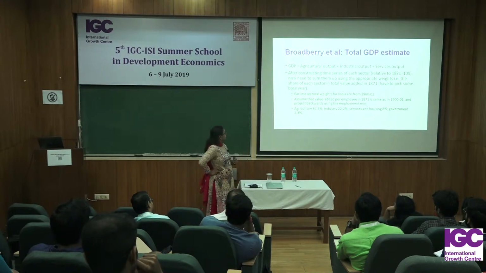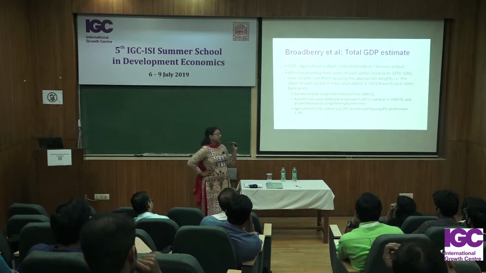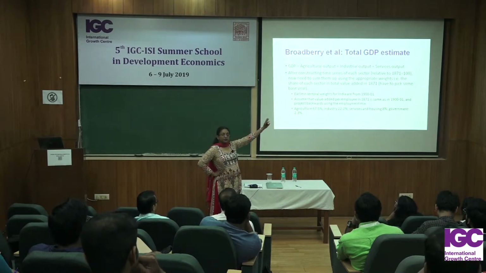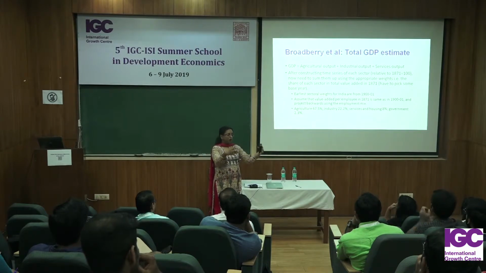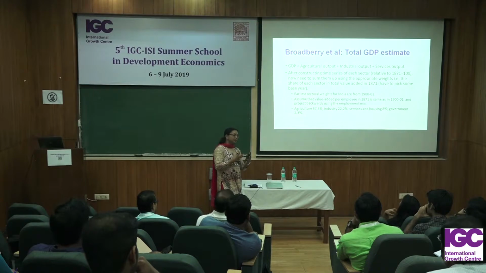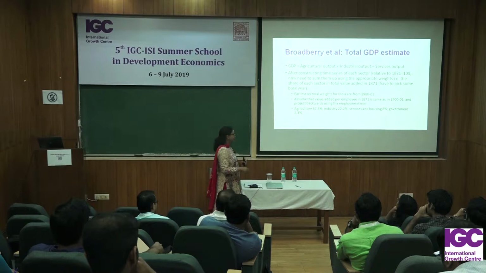And so they have to assume, what do they assume? They don't just take the weights from 1900, to their credit. They do a little bit of adjustment. They assume that value added per employee in 1871 is the same as in 1900. Then they look at how many people were working in each sector, and project backwards to take the overall weight of that sector in value added. So they do a little bit of adjustment for the changing composition of GDP, and then they make this estimate.